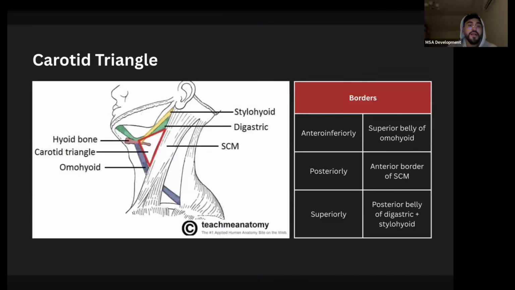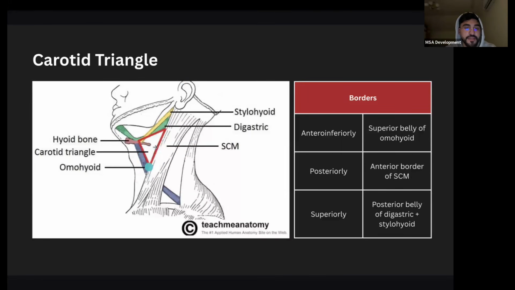Then we have the carotid triangle. It's very high yield. Actually, out of all the four triangles, this is maybe the most commonly asked triangle in OSPEs and SAQs. Sorry, MCQs. The carotid triangle. So right here, this is the carotid triangle.